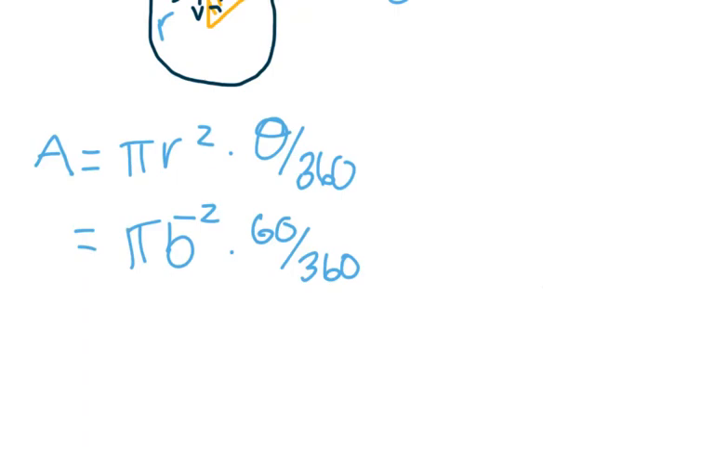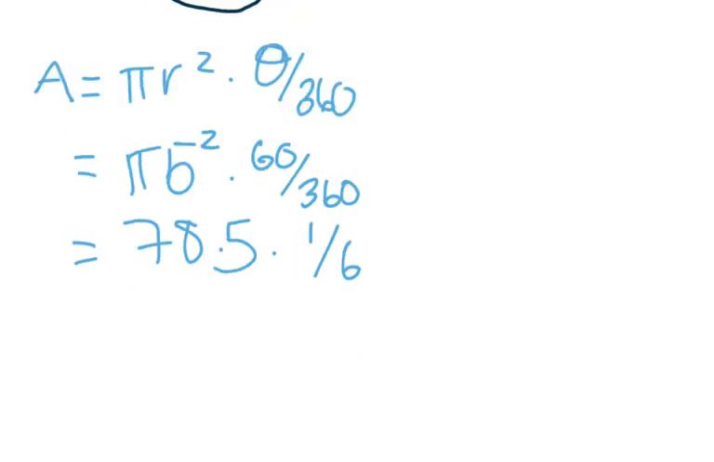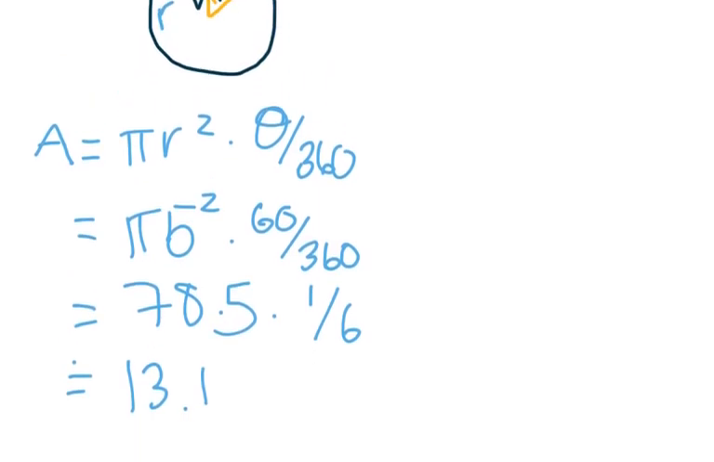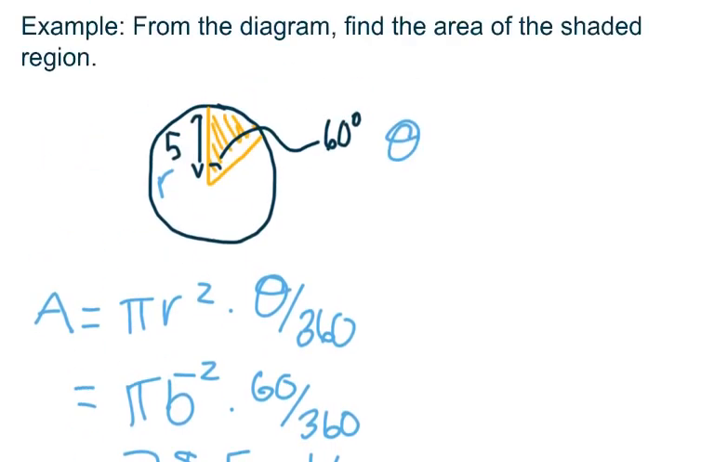This means that we're going to have the area of what this total circle would be, which would be 78.5, because that's pi times 5 squared, the area of a circle, multiplied by 60 divided by 360, which is 1/6. So we're trying to find 1/6 of the area of the circle. And that's going to come out to be 13.1, approximately. There's definitely some rounding happening here. So 13.1 is 1/6 of the area of the entire circle.